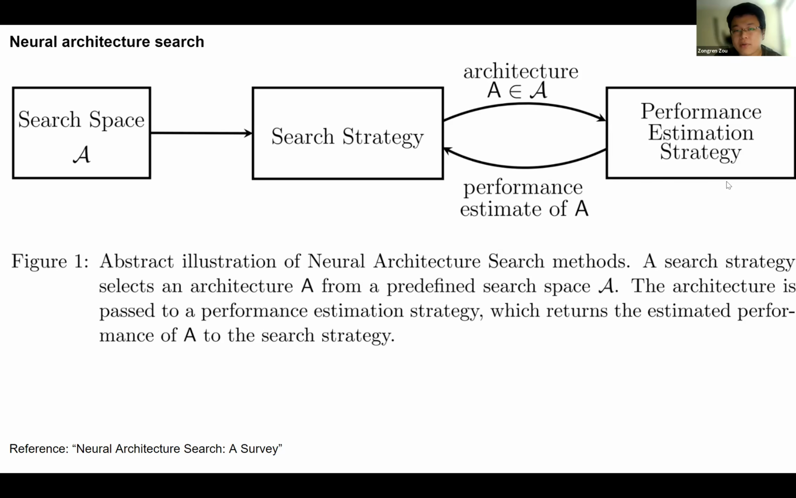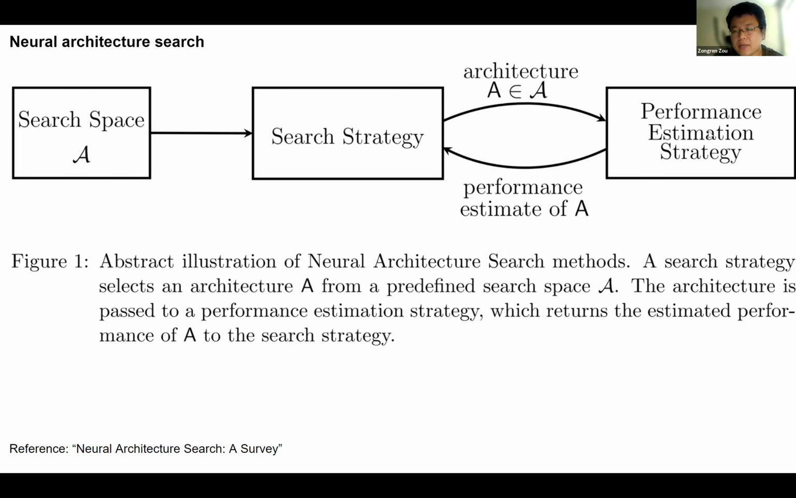The performance estimation strategy. Most papers focus on the search strategy, and they develop different methodologies to find the best architecture efficiently. The search space is the space of architectures you wish to search. It could be a space of different activation functions, or a space of different neural networks with different widths, depths, and operations.